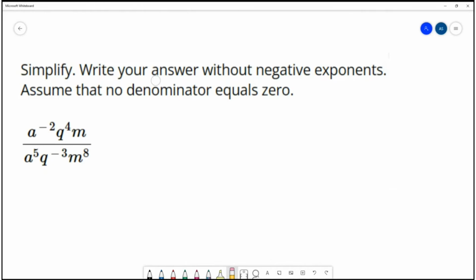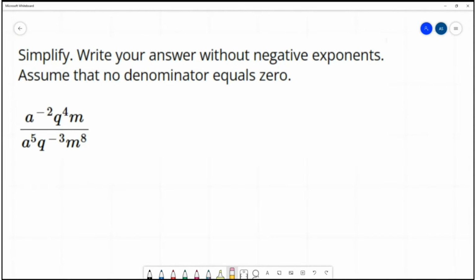Simplify. Write your answer without negative exponents. Assume that no denominator equals 0. We have a to the negative 2, q to the 4th m, over a to the 5th, q to the negative 3, m to the 8th. So one of the first things I like to do is to remove the negative exponents.